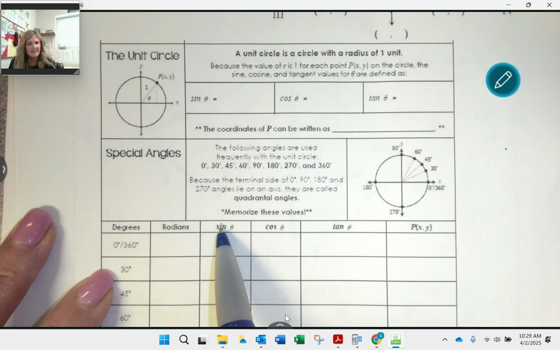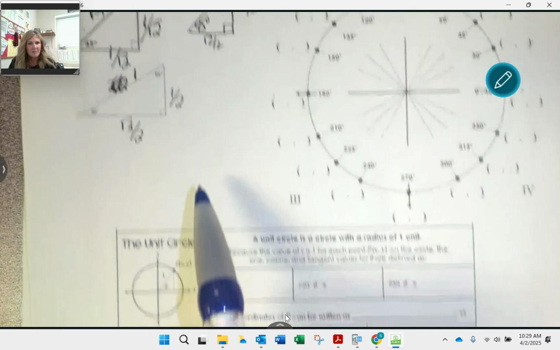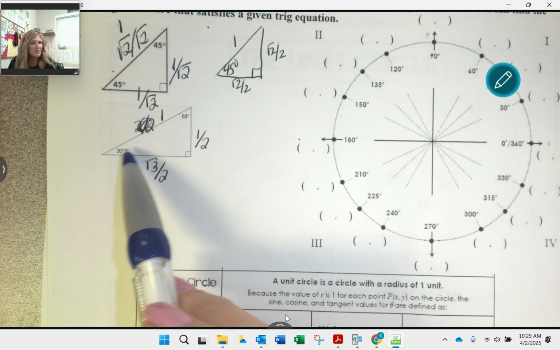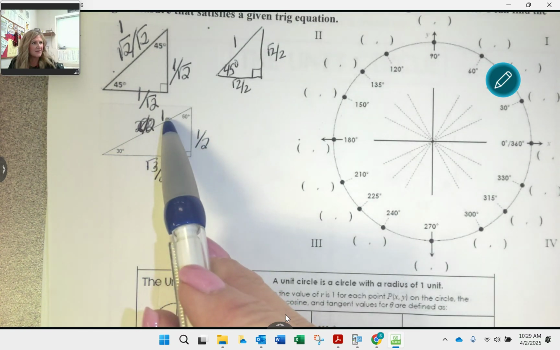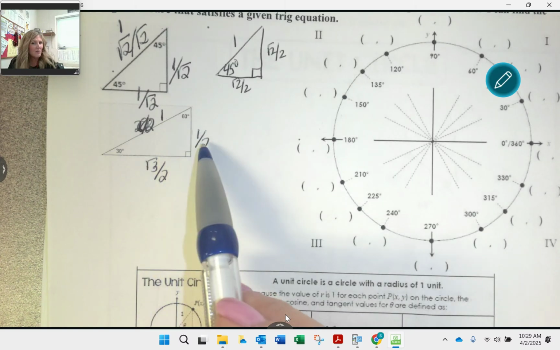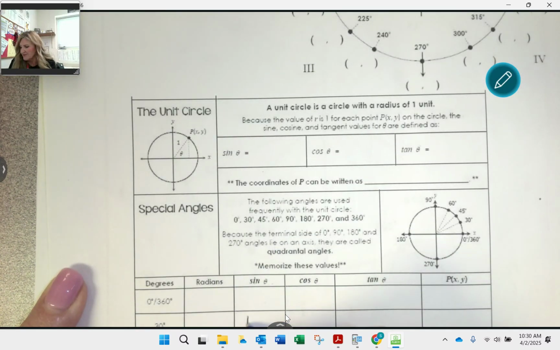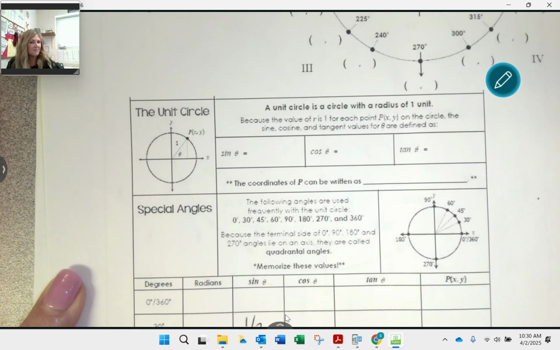If we're finding the sine of theta, and theta is 30 degrees, look back up at this triangle, the sine of 30 degrees. We do opposite over hypotenuse for now. What would that end up just being? 1/2. So the sine of 30 is just 1/2.